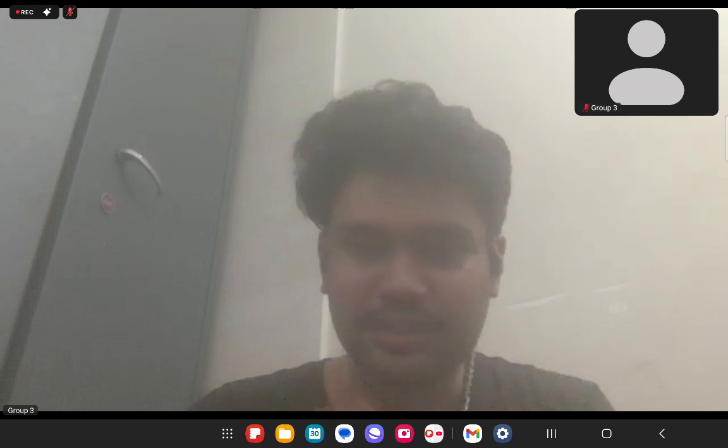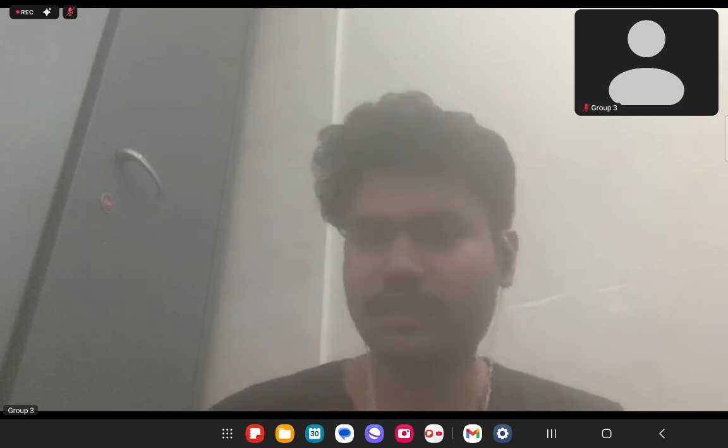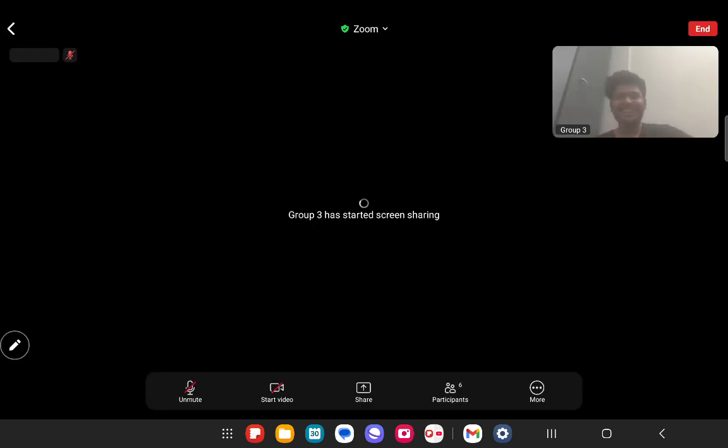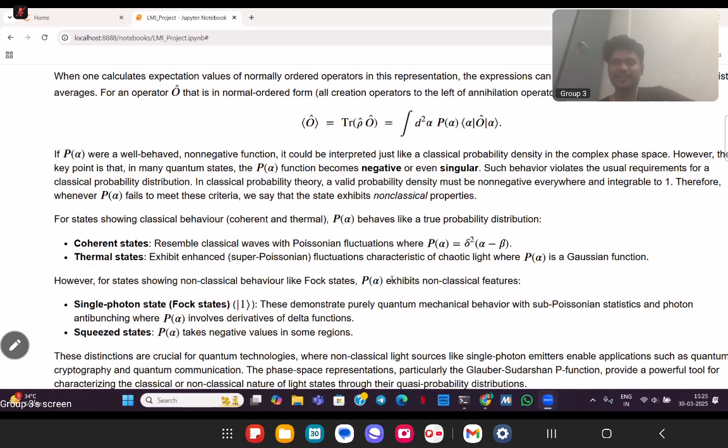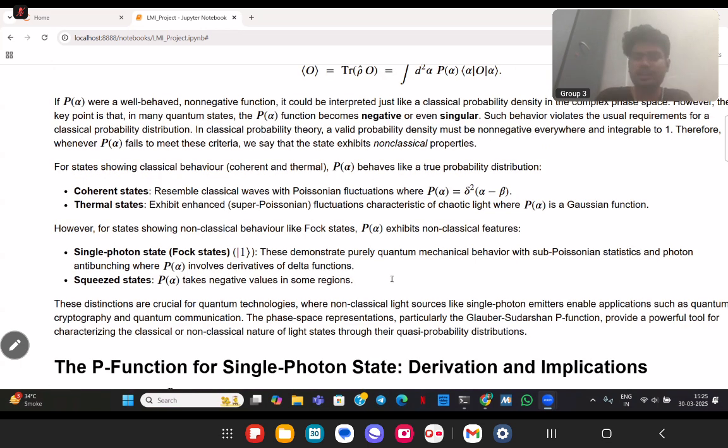Let's examine one of the clearest examples of quantum behavior, the single photon state, which makes the state special in its P function. The P function which we get from the state 1 is equal to 1 plus ∂/∂α ∂/∂α* δ(α). This looks complicated, but let me break down what it means.